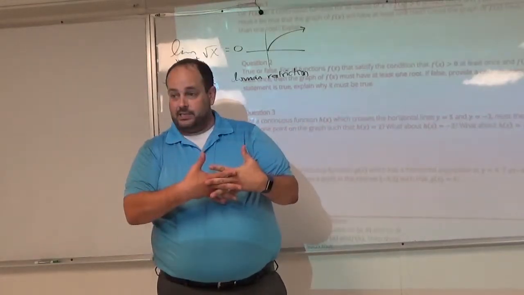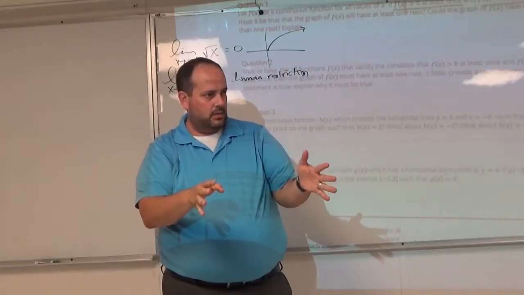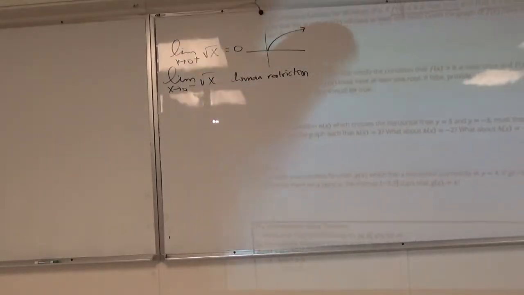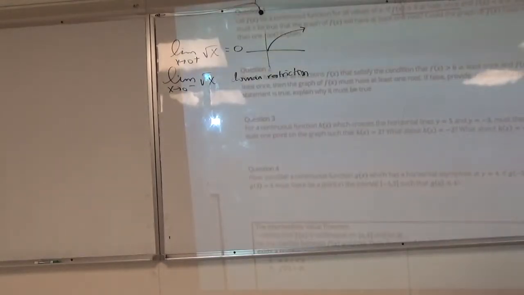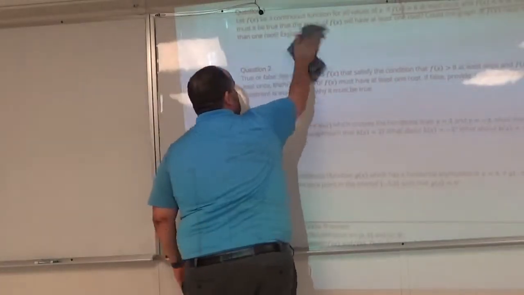Whatever that limit is, better be equal to how the function is defined. And everybody's good? Good. All right. So, new application of limits coming. This is going to be something called the intermediate value theorem. You've not ever heard me use the words intermediate value theorem. But oddly enough, I know you know this.